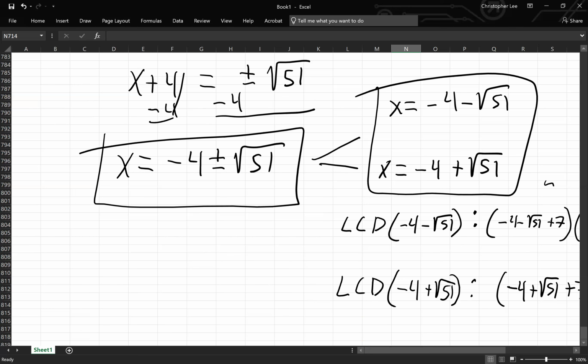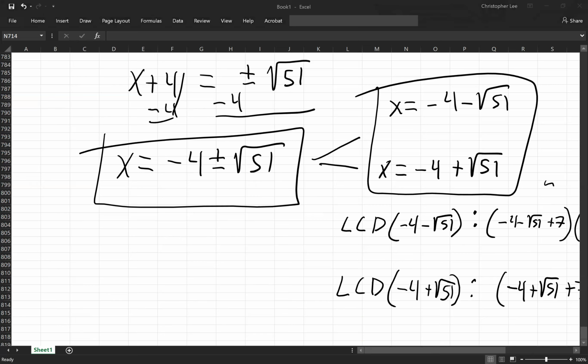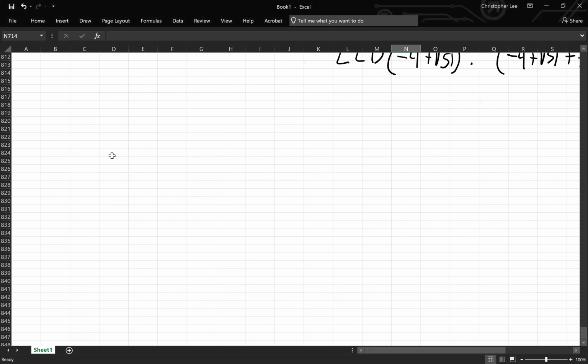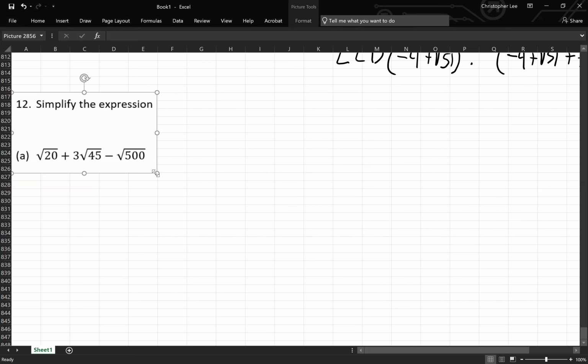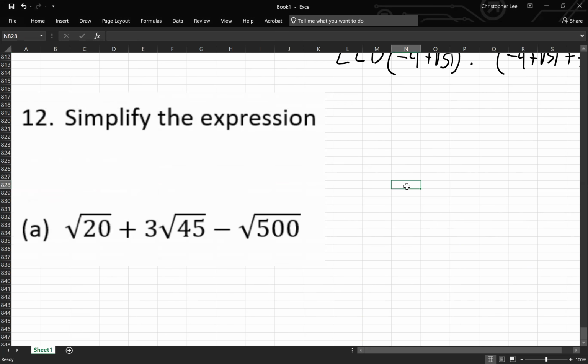All right, let's take a look at the next question. This next question is asking us to simplify an expression. Good stuff. All right. Give you all a second to try that out.